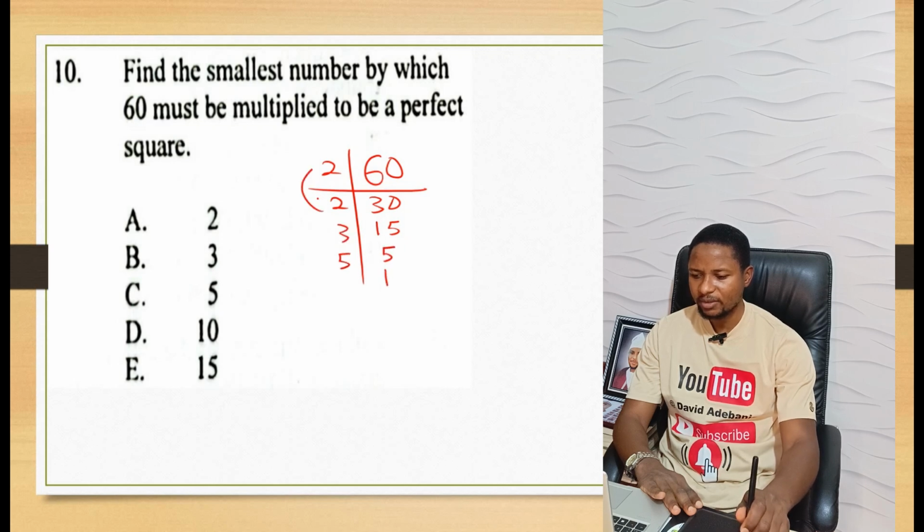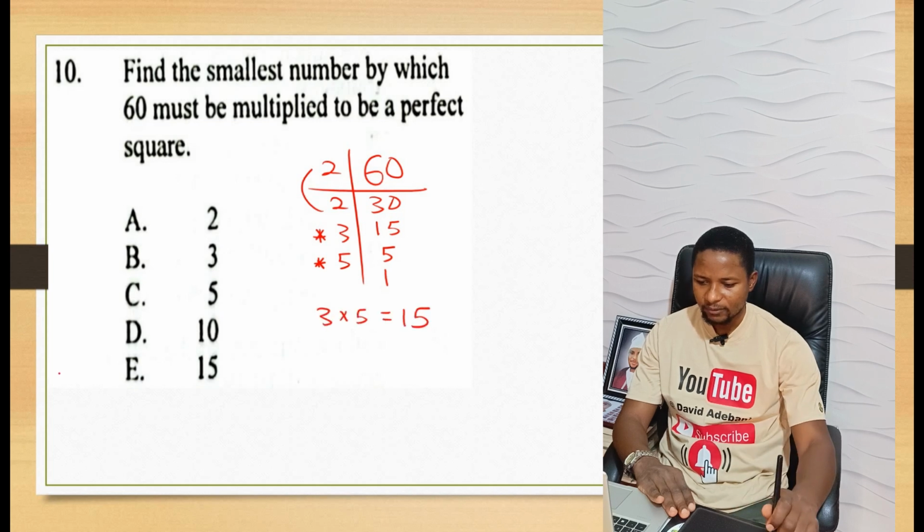So this is a perfect square because you can pair them. But this one cannot be paired, so you need 1 3. You also need 1 5 to pair them. So meaning what you need to multiply with 60 to get a perfect square is 3 times what? 5. And that will give you 15. So your answer is E.